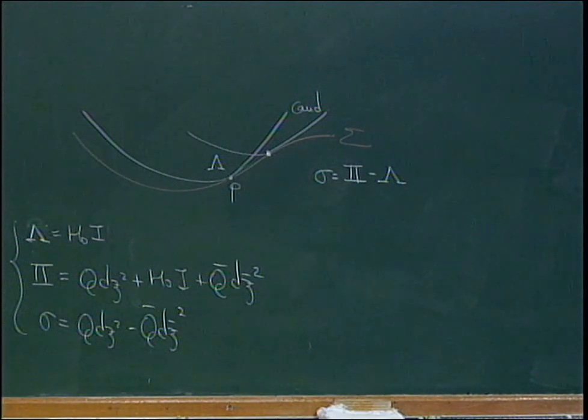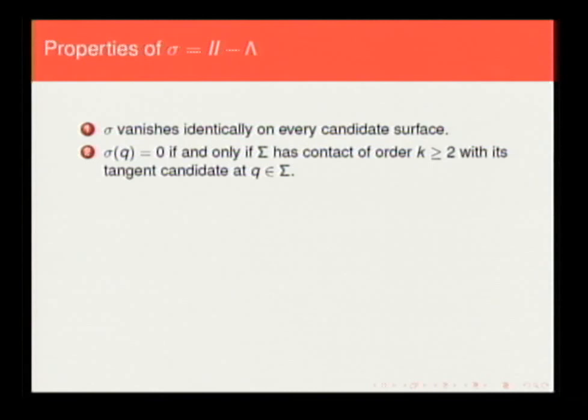In this situation, it is obvious that sigma vanishes identically on every candidate surface. This is obvious because the second fundamental form and gamma are the same in that case. Now, observe that the difference vanishes. These terms are computed using second derivatives. So these two terms agree when the surface sigma and the candidate have a contact of order at least 2. This is obvious.